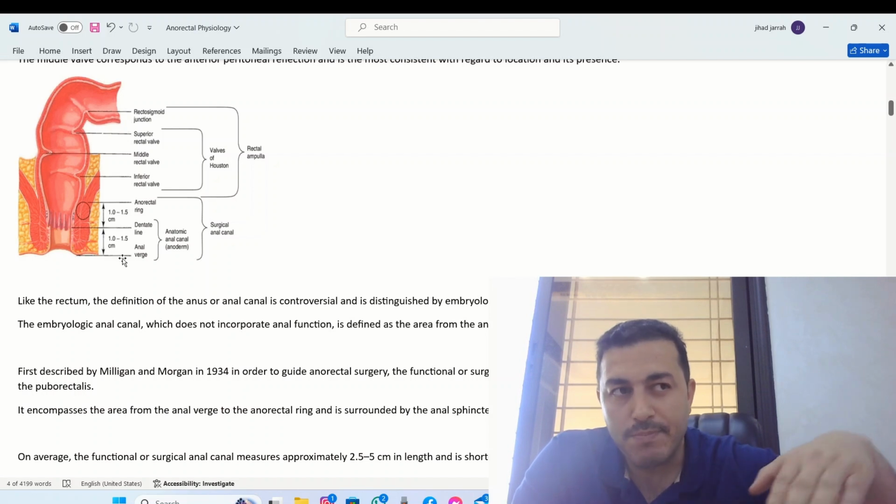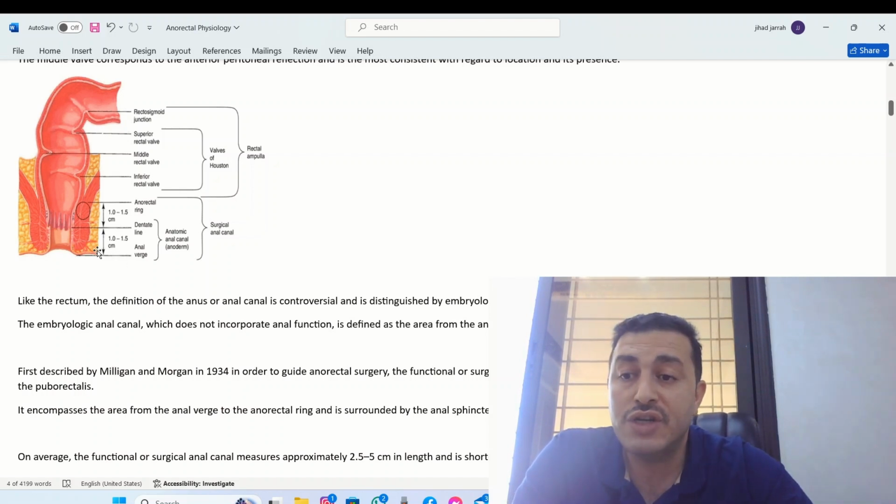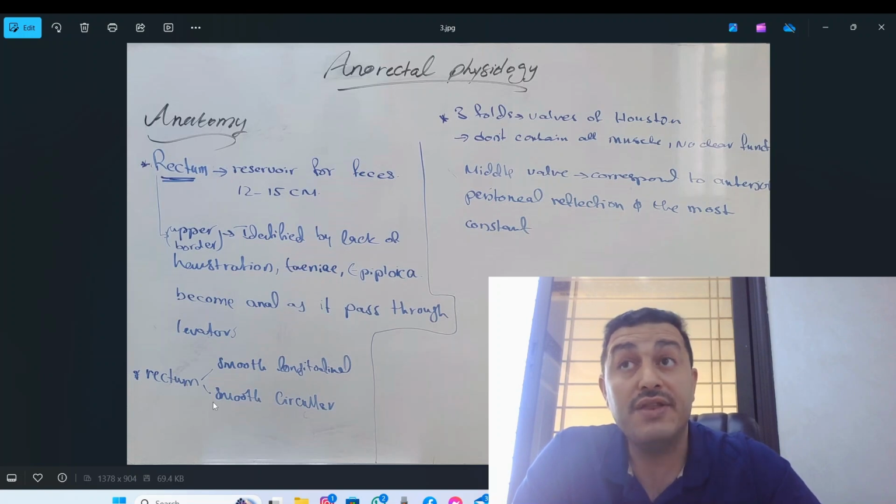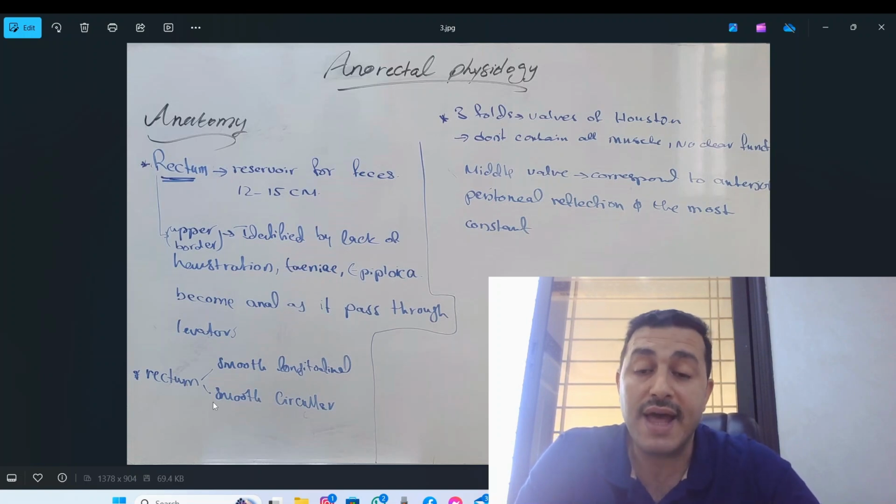If we go more distal from the anal verge, if you remember, we talked about the perianal region: from the anal verge, 5 centimeters radially. What else do we want to add regarding the anatomy? The rectum contains smooth muscle, circular and longitudinal, and 3 valves.